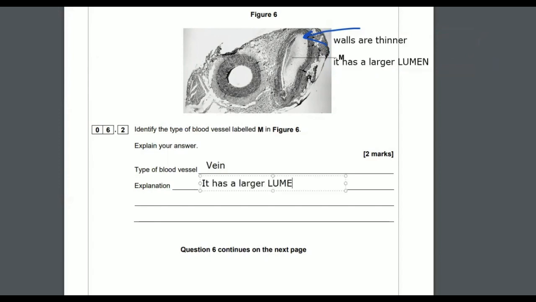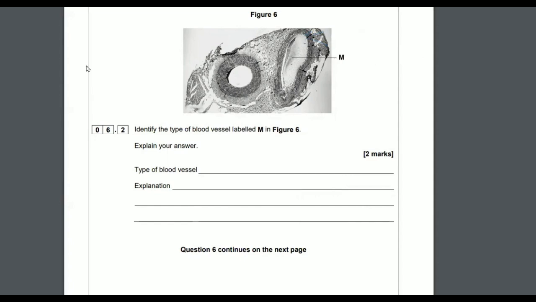It's a vein. They don't need as much muscle or elastic because the blood is at lower pressure. They can have a larger lumen. Blood's all at lower pressure. With the artery, they need the thick wall, lots of elastic to deal with recoil. Okay, anywho, let's move on.